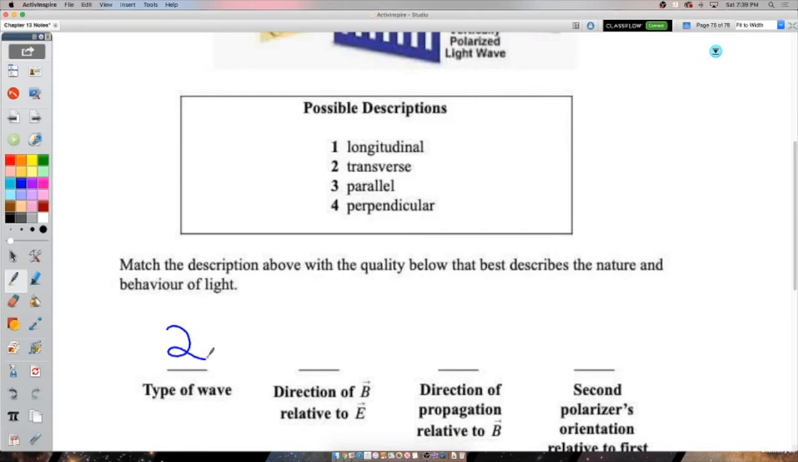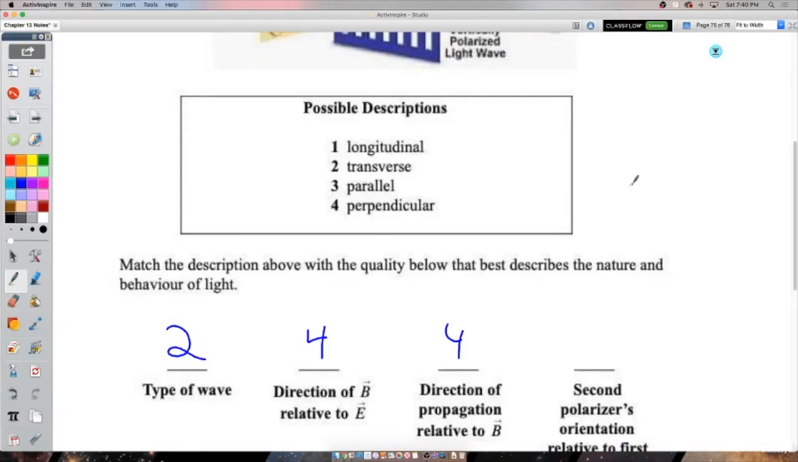What's the direction of the magnetic field relative to the electric field? Well, we know they're always perpendicular to each other. In fact, they are in a three-way perpendicular relationship, because the direction of propagation is also perpendicular to the magnetic field. If your electric field is oscillating up and down, your magnetic field could be oscillating into and out of the page, and then your propagation would be left to right.